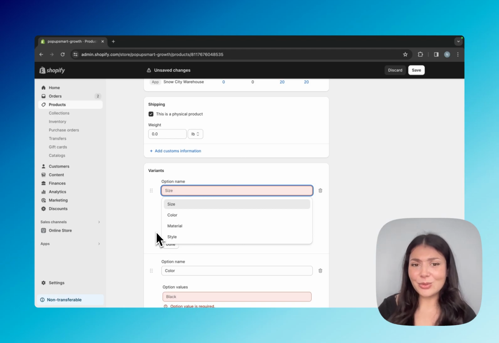Well, the answer to the question whether product variations increase conversion is yes. Product variations increase conversions because these options allow customers to choose a specific version that suits their needs or preferences best. What happens if you don't have product variations? Well, customers can't find what they're looking for and they simply leave.